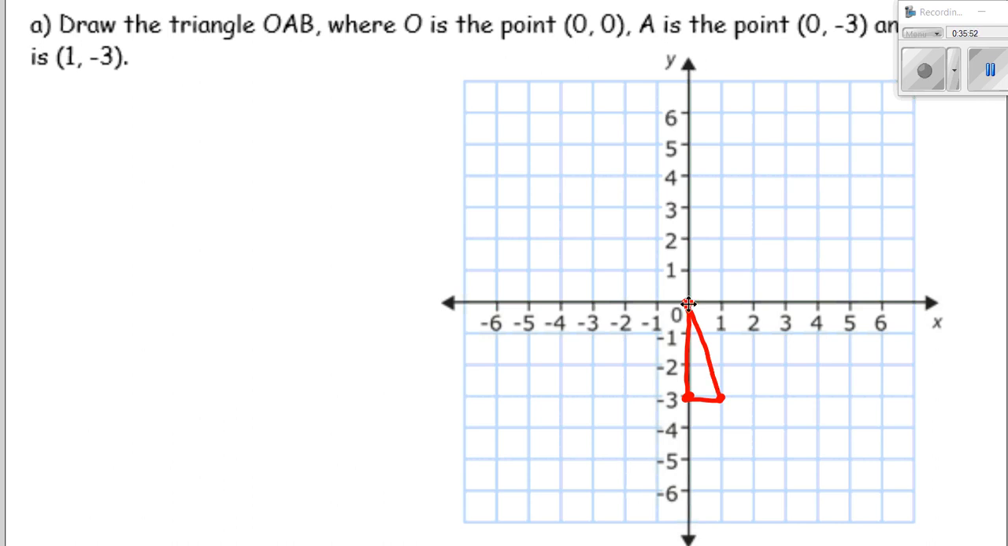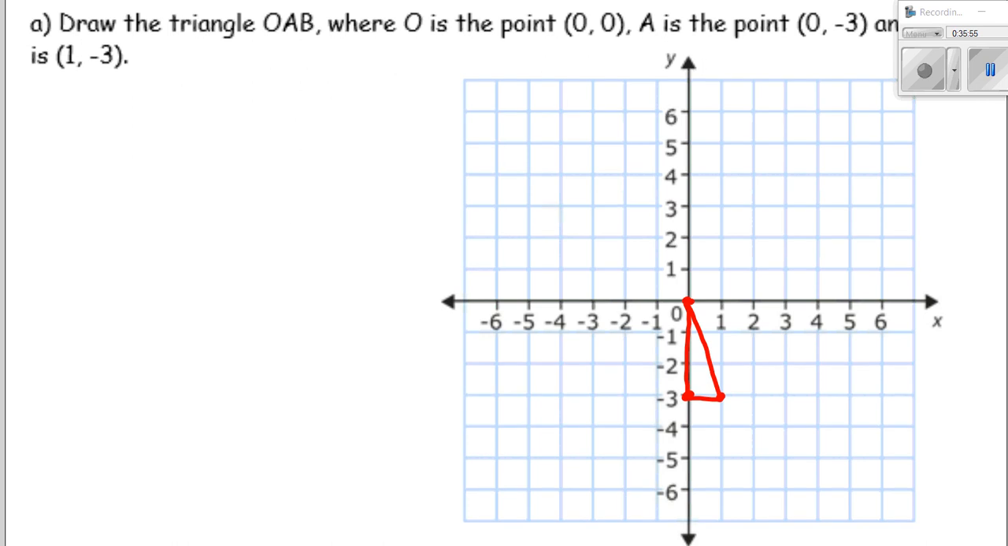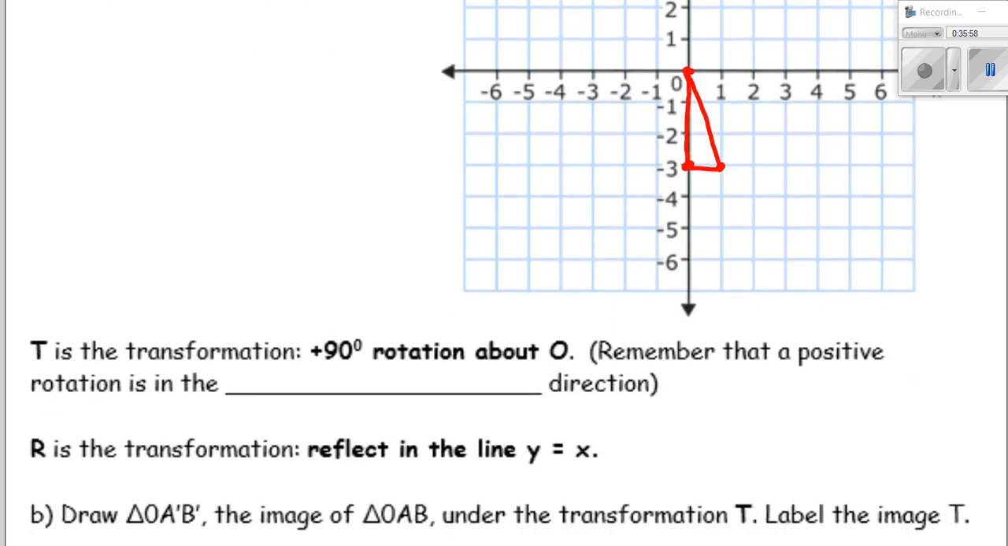So that's question A. What's question B asking us to do? Well, first of all, we've got to fill in this info. Remember we use capital letters sometimes to describe transformations. T is a transformation, positive 90-degree rotation about O, which is the origin. Remember that a positive rotation, think back to rotations, is it in the clockwise or the anti-clockwise direction? Positive rotation was in the anti-clockwise direction, and that was in your notes for rotations. So T is that transformation, a 90-degree rotation about O, anti-clockwise.